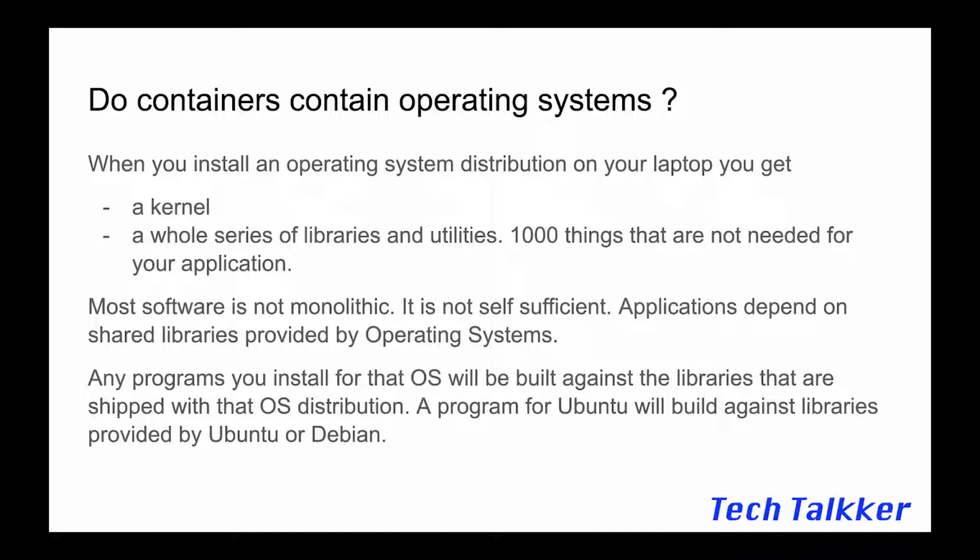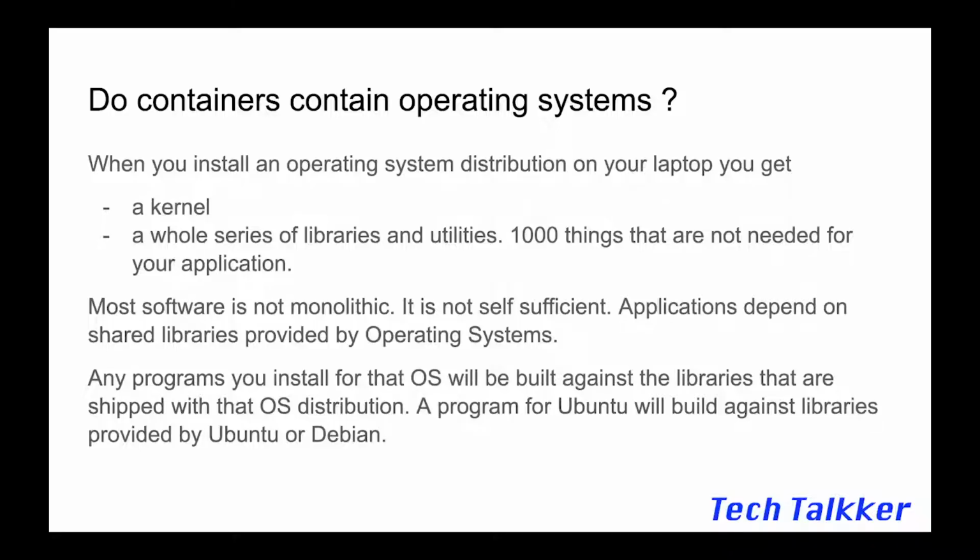So the next question is, do containers contain an operating system? When you install an operating system distribution on your laptop, you get a kernel and a whole series of libraries and utilities. Let's say you install Ubuntu on your machine. There are so many things on that particular operating system. Now let's say you want to run a microservice on the cloud, and you install Ubuntu on a server. Besides the dependencies in the OS that are required for running your microservice, do you need all those other things that are installed on the Ubuntu machine? You don't need them, right?